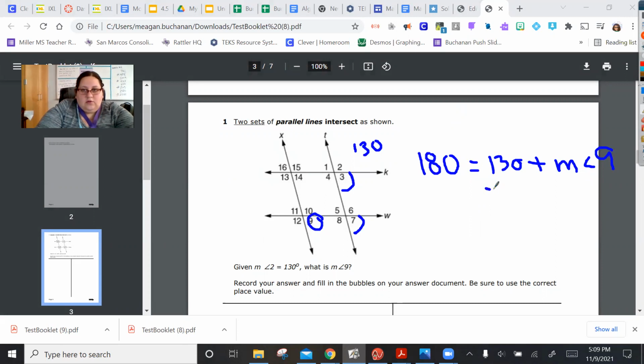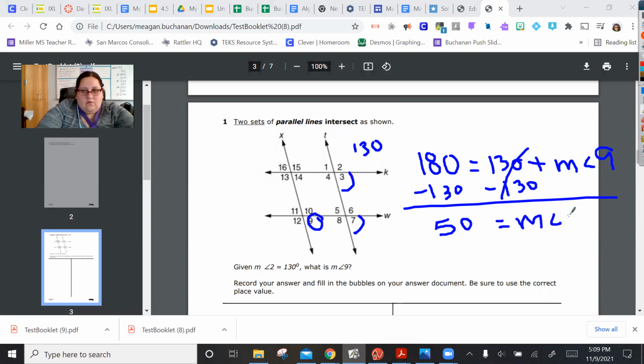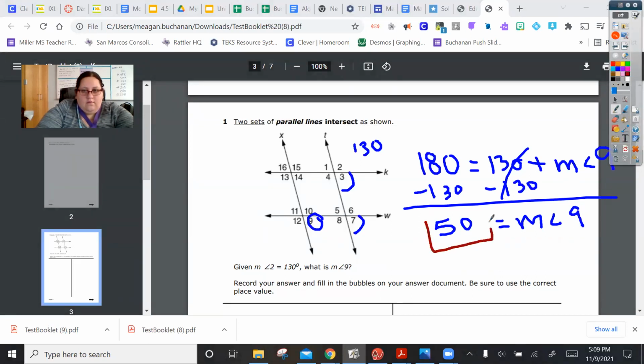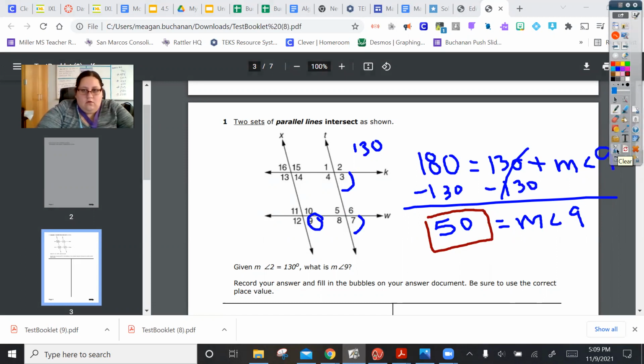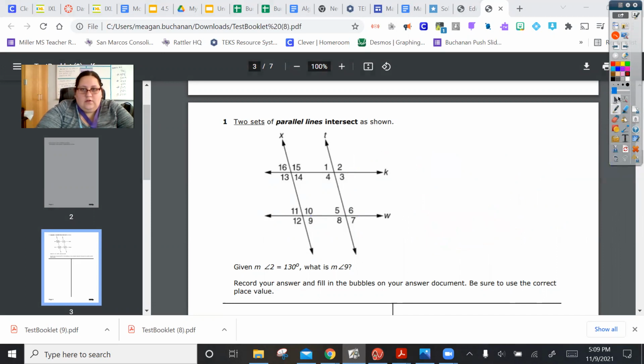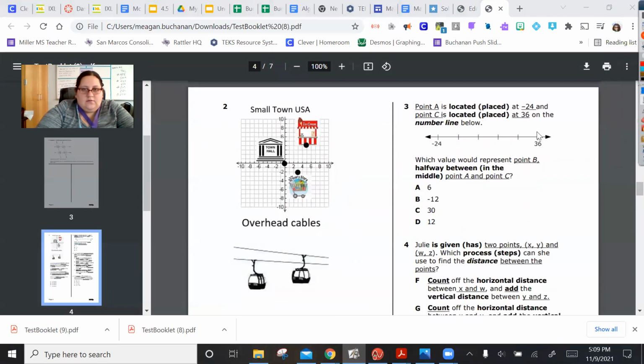So I'm going to go ahead and subtract 130 from both sides. That's going to cancel. 180 minus 130 is 50, equals measure of angle 9. So you would enter in 50 for this answer. Go ahead and get that put in. Okay, I'm going to go ahead and clear and move on to the next problem. You can always pause or rewind anytime that you need to.